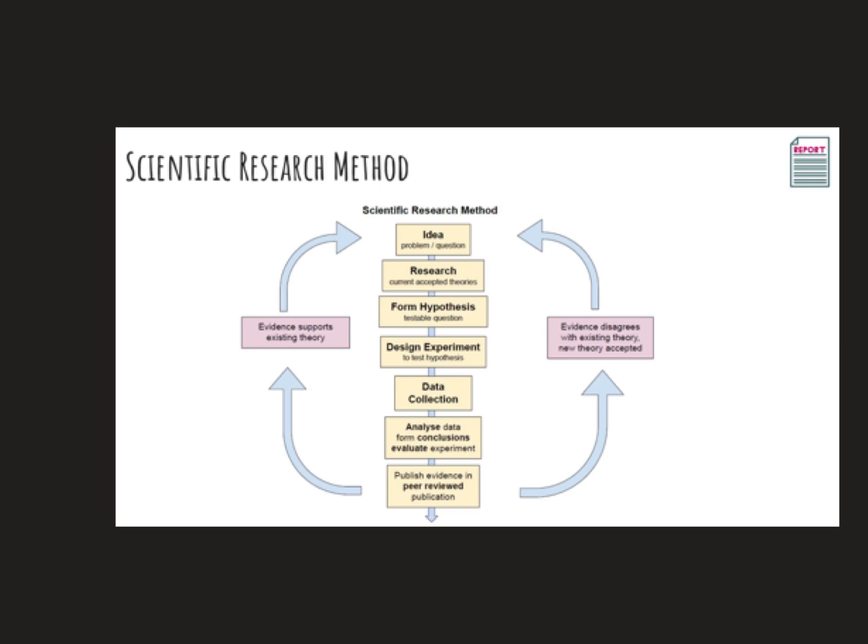So we start at the top and we start with an idea, a problem or a question. So this is a bit like what we're doing now with picking our topic. We then conduct our initial research to find out what people currently accept or what ideas they currently have on this topic that we've picked. Based on that initial research, we then form our hypothesis. So our hypothesis is a posh word for a testable question. So we develop our research question, based on our initial research and our topic.